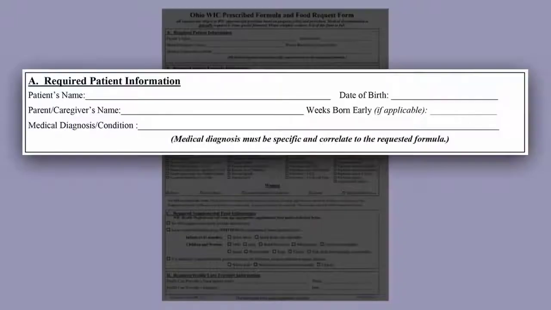formulas. Section A on the prescription form is required patient information. The participant's name, date of birth, caregiver's name, and weeks born early should be included here. The final required piece of information in this section is the medical diagnosis or condition. Please note that the diagnosis must be specific and correlate to the requested formula.